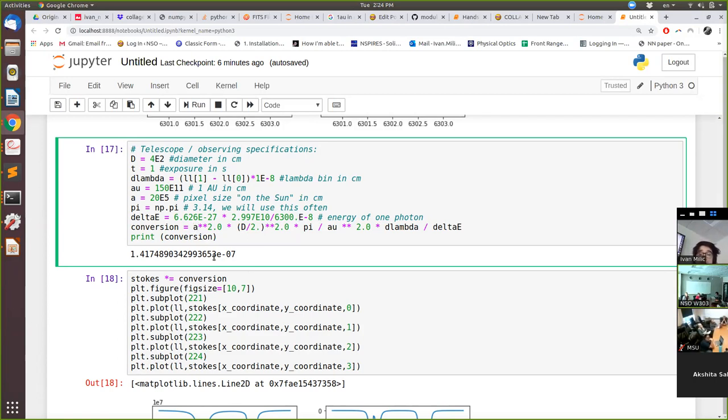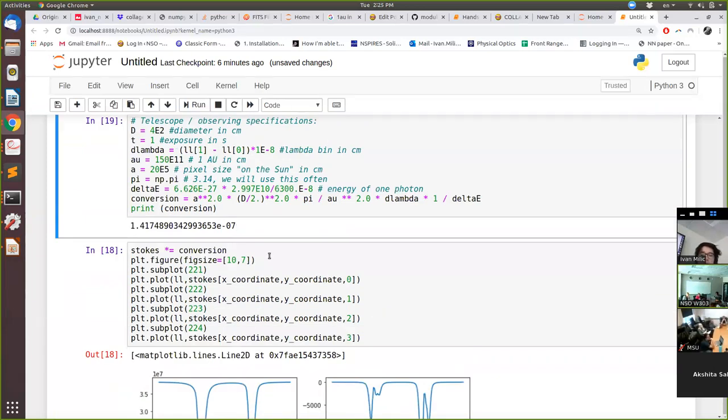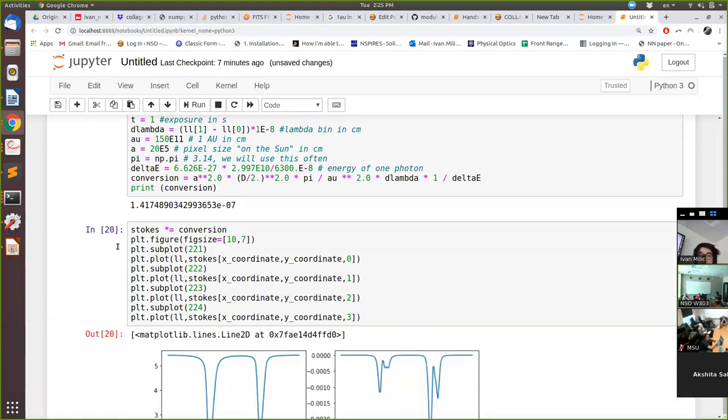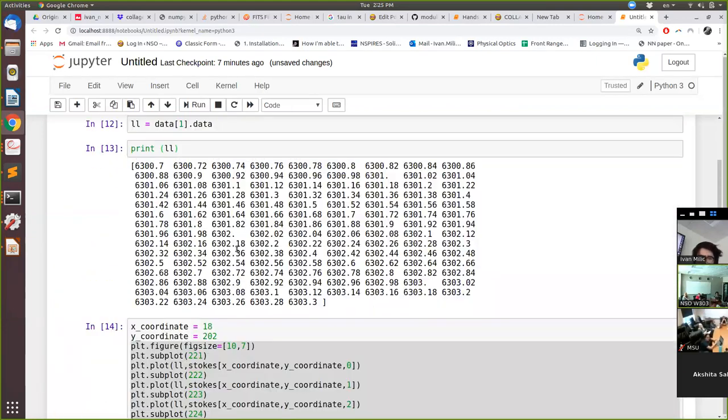And then my conversion factor is what? Well, it's the surface, which is the square of the size of the pixel, multiplied by the angle, which in this case is the radius of the telescope squared times pi, divided by the distance squared, then multiplied by the wavelength beam, multiplied by the time, but time is one, and finally divided by the energy of the photon. You execute this, you get the conversion rate, which is 1.41 × 10^-7, and then we multiply the whole Stokes cube with this conversion factor and plot the things. Now this conversion has been done a few times, so we need to run everything from the start.